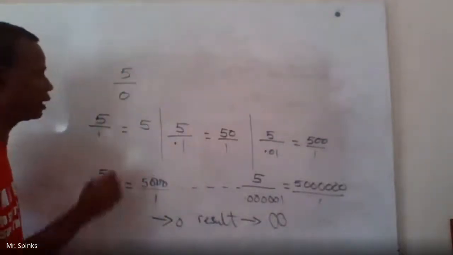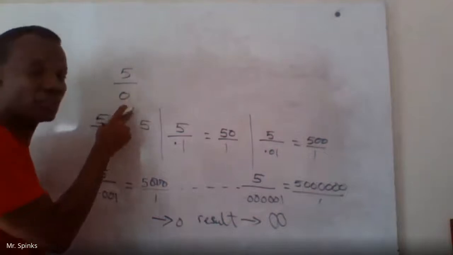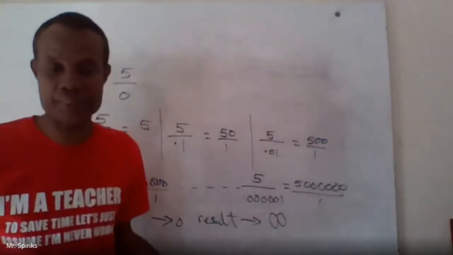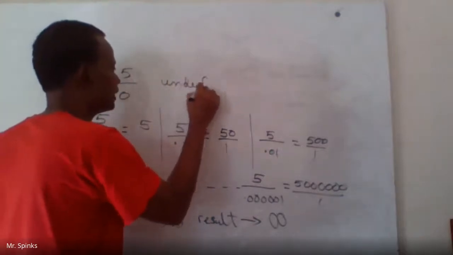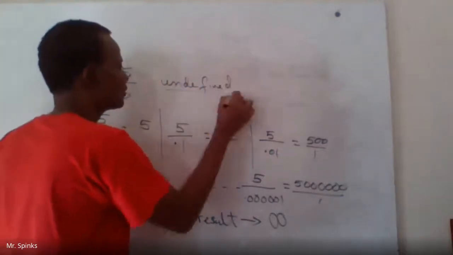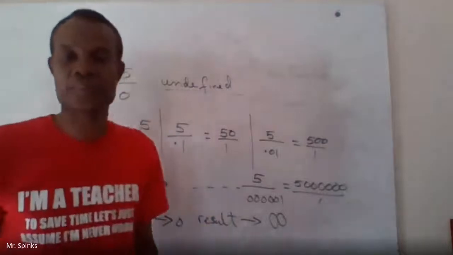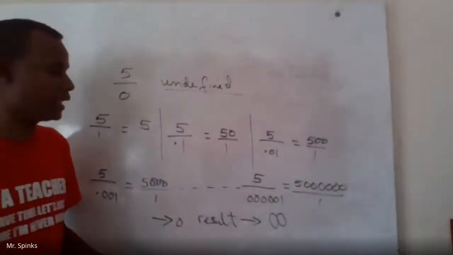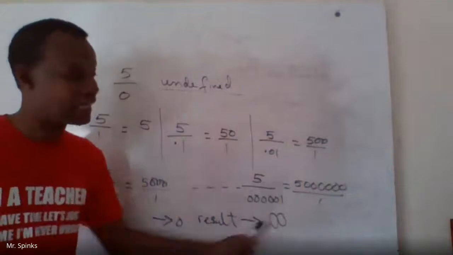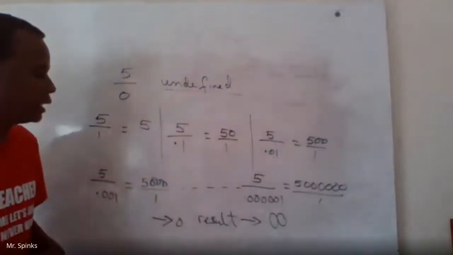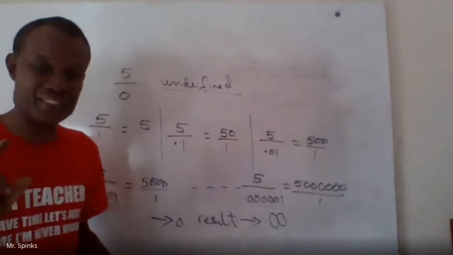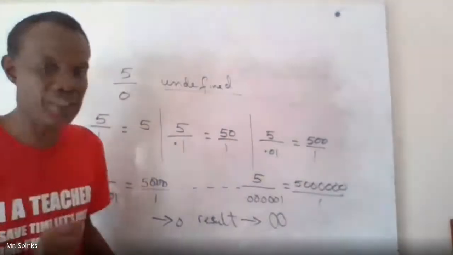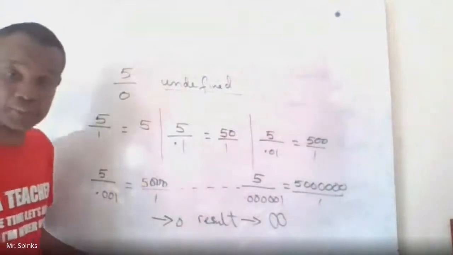So, therefore, anything divided by 0, you can't really find a value for it. It is said to be undefined. All right? So, again, you understand from this little analysis here why anything divided by 0 is considered to be undefined. We can't really find a value for it.